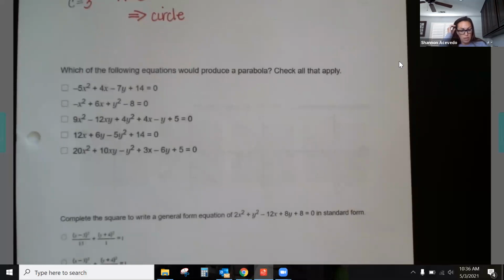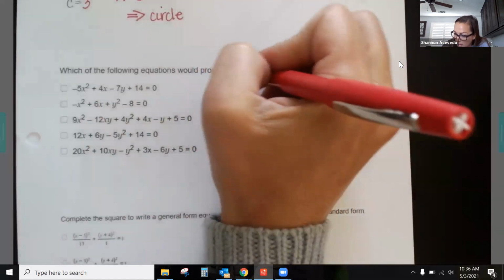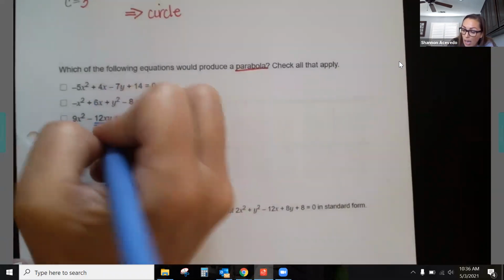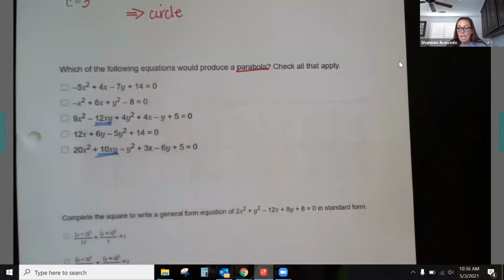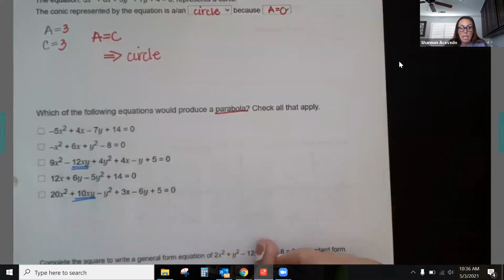My next one says check all that apply. It says, which of the following would produce a parabola? We're looking for a parabola. There are 2 different cases here. These 2 have my X and Y, so they are going to be different than my A and my C. If I have no XY term, my B is equal to 0, and that's when I use A and C.